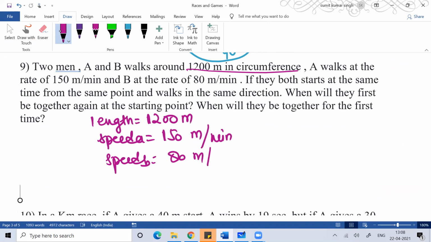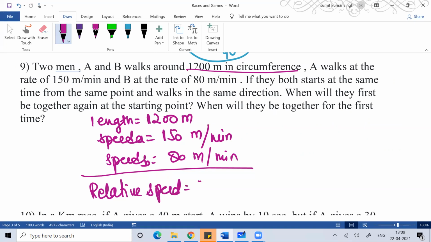You need to find whether they are running in the same direction or opposite direction. Then you can use the concept of relative speed. If the two objects move in the same direction, the relative speed will be A minus B, assuming A is more than B. And if the two objects move in opposite direction, the relative speed will be A plus B. Here A is moving faster. They both start at the same time from the same point and walk in the same direction. So the relative speed between them would be 70 meter per minute.